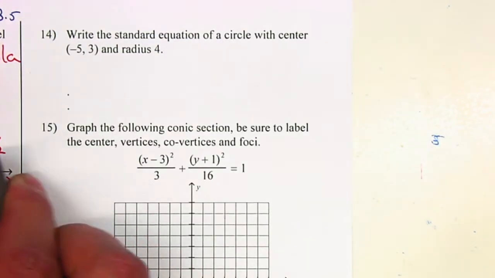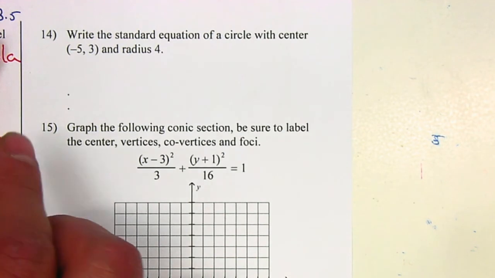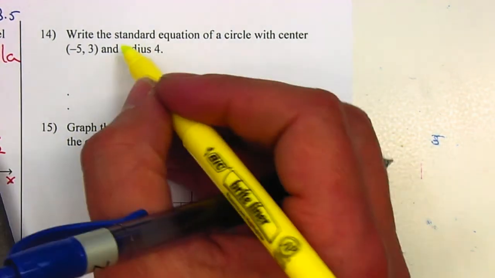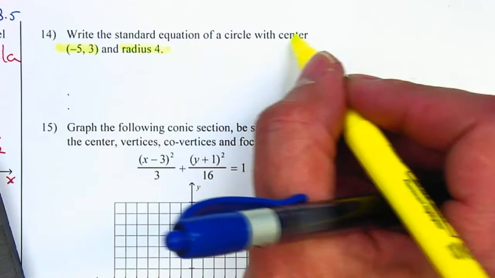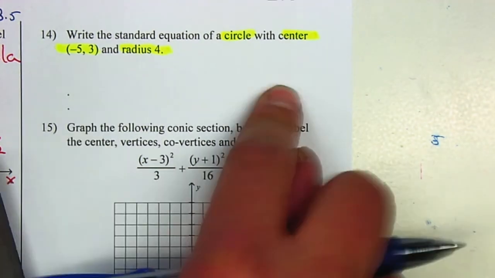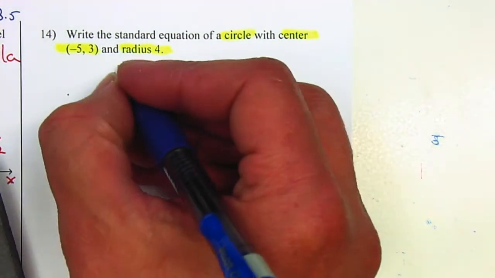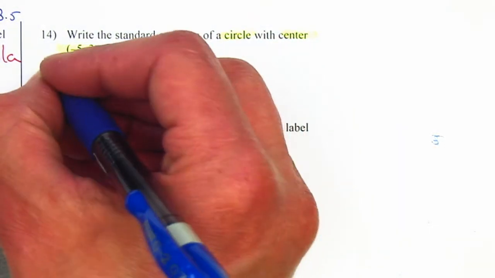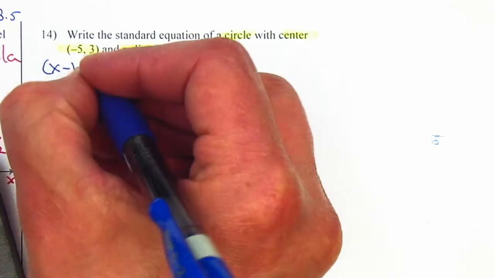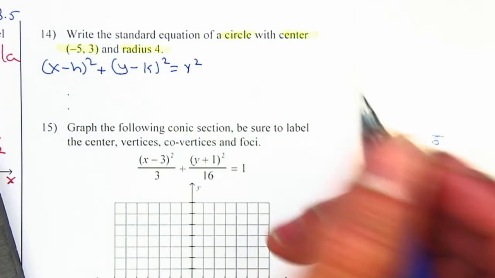Number 14. Write the standard equation of a circle with center negative 5, 3 and radius 4. Remember, this is your h, k, your center, and it's a circle. So you first must be able to memorize your circle equation. At this point, see if you can write it down without looking at your notes. Ready? So it's x minus h squared plus y minus k squared is equal to r squared.